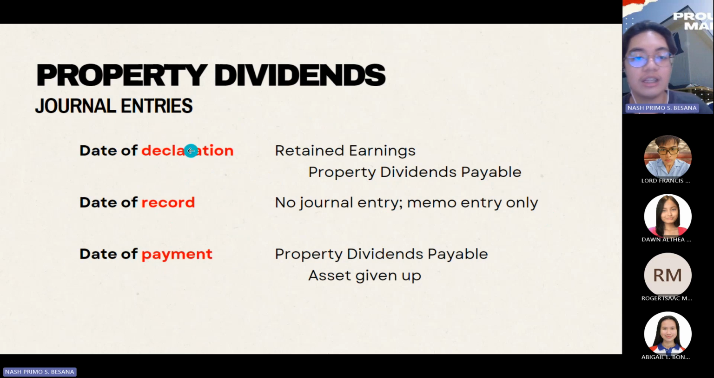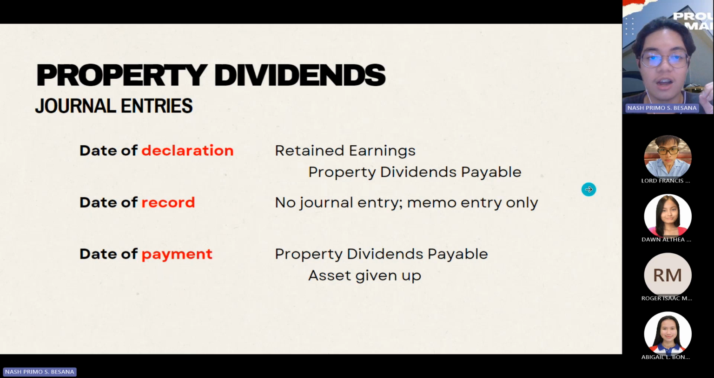So the journal entries, date of declaration, again, magre-recognize ng liability, debit retained earnings, credit property dividends payable. Date of record, gagawa lang ng list, walang mangyayari, so no journal entry. And then date of payment, matatanggal na si liability, debit property dividends payable, credit asset given up. Depende ngayon sa kung anong asset yung dinistribute sa property dividends.